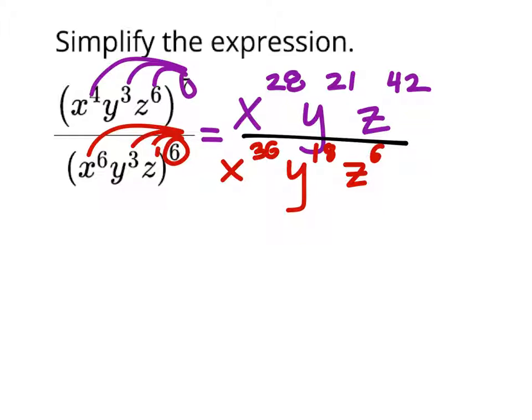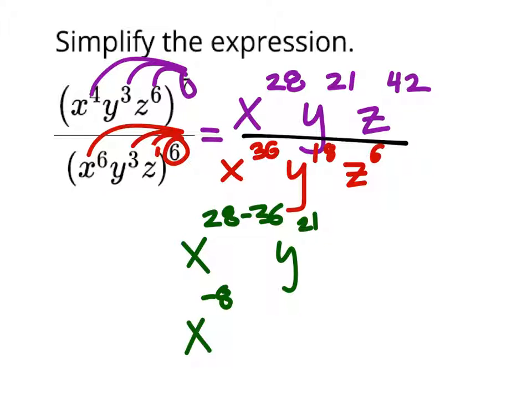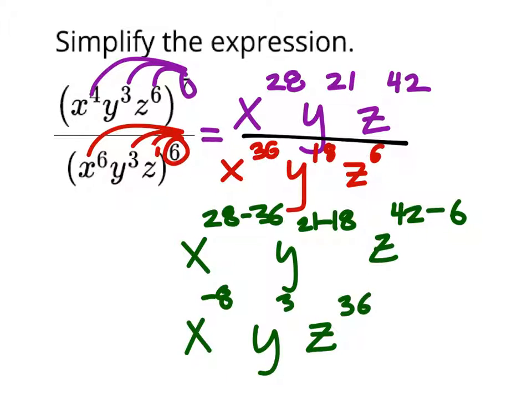So we'll use the rule on this one. I got x to the power of 28 minus 36, which is x to the power of negative 8. Y to the power of 21 minus 18, which is y to the power of 3. And then z to the power of 42 minus 6, which is z to the power of 36.